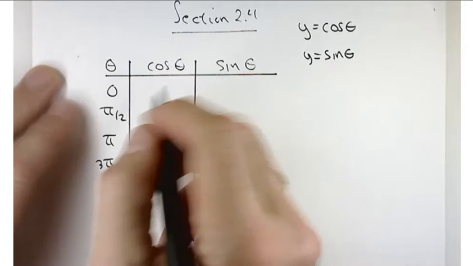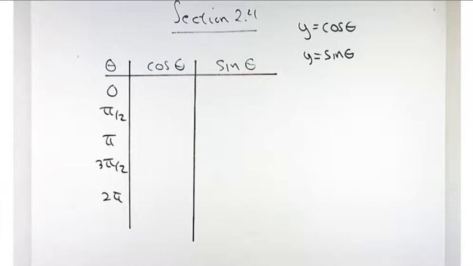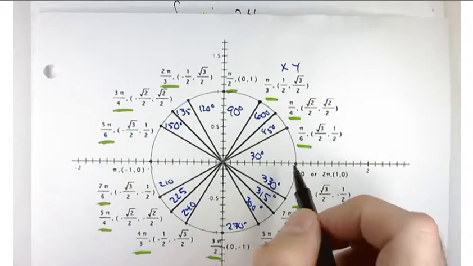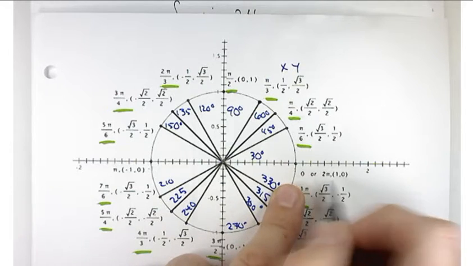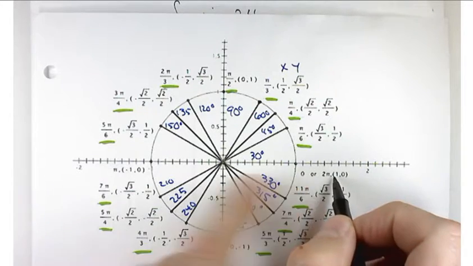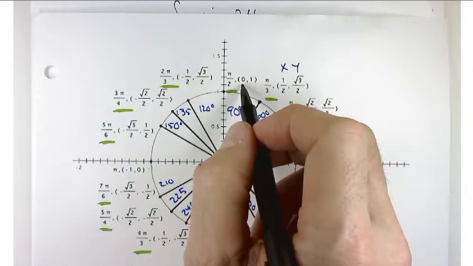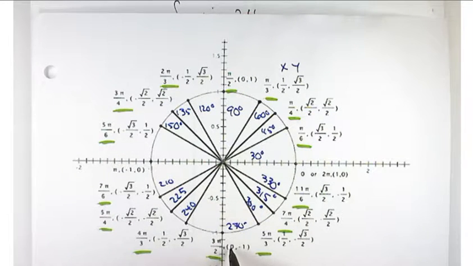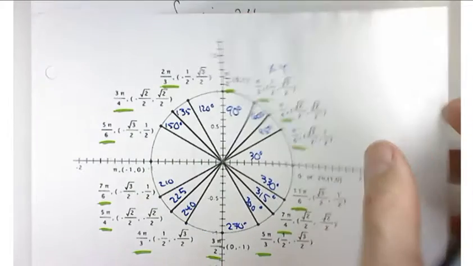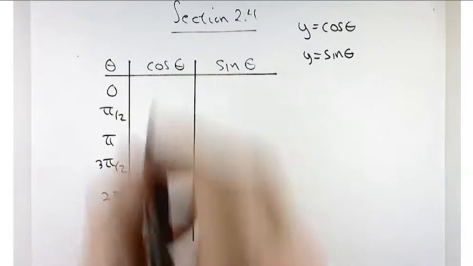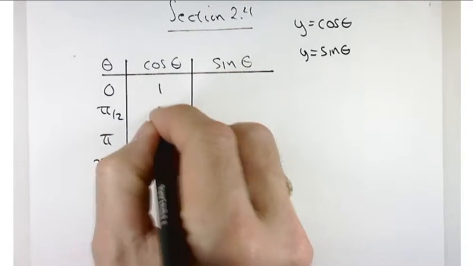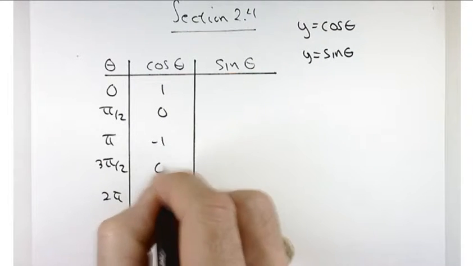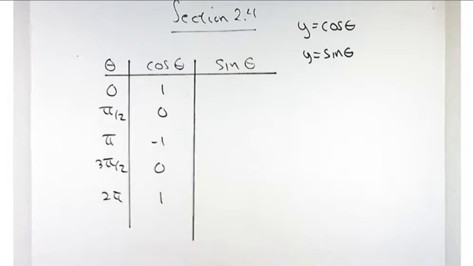Since cosine is the x-coordinate of your points on the unit circle, you can find these coordinates by looking at the unit circle and running through all the x-coordinates. So starting at 0, cosine of 0 is going to be 1, cosine of 90 is going to be 0, and then cosine of pi is going to be -1, then back to 0, and then back to 1, completing your trip around the unit circle. So 1, 0, -1, 0, and 1.